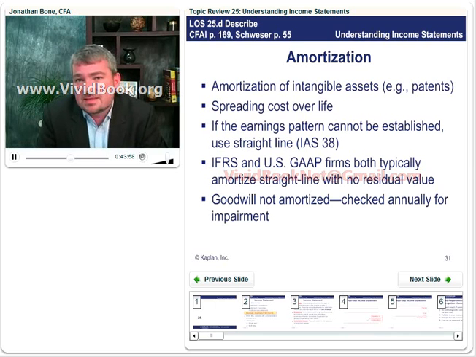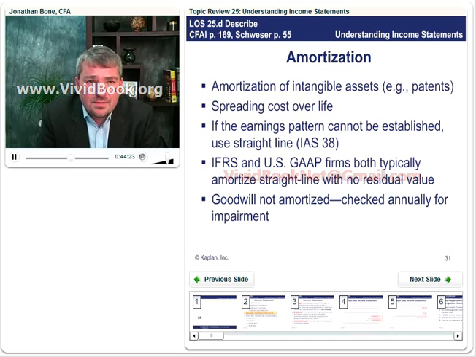Now, if we don't know the earnings pattern of the asset, then international accounting standards say use straight line. And of course, this is very typical. Both IFRS and US GAAP firms will typically use straight line amortization, assuming zero salvage value. So essentially, it's just cost divided by the asset's useful economic life.